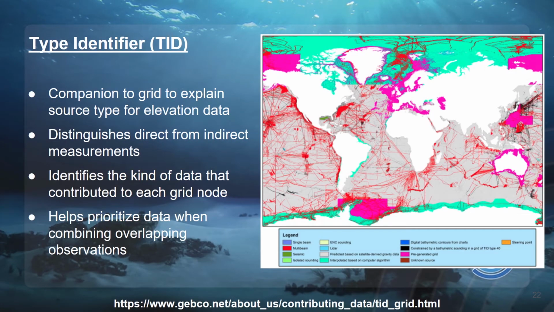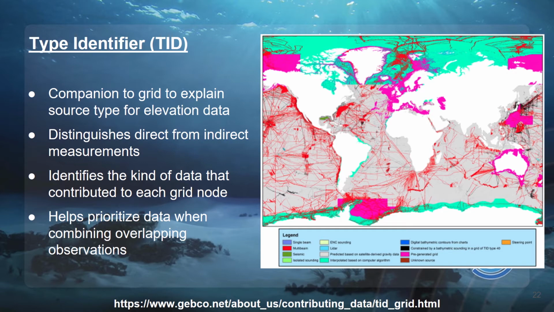I wanted to spend a little bit of time discussing the type identifier, or the TID grid. With the GEBCO compilation that you can download from the GEBCO website, which I'll show you in a little while, alongside that elevation grid is a TID grid. It's a companion, with the same number of grid nodes. Every grid node, instead of being populated with an elevation value, is populated with an ID that corresponds to the kind of instrument that was used to acquire that data. This helps us distinguish direct measurement from indirect measurement, and identify the kind of data that goes into each of these grid nodes.